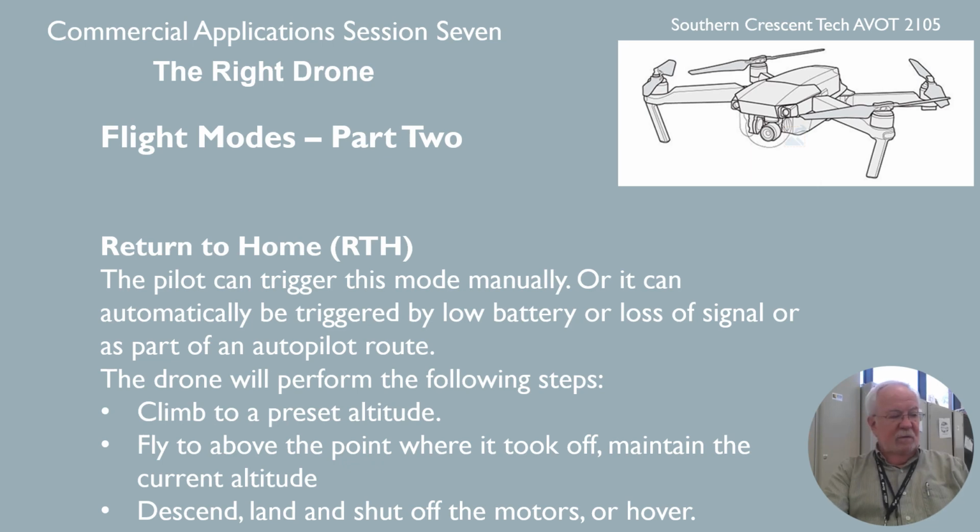The land now function would be handy if you were indoors. You certainly wouldn't want it to climb to altitude, right? And these return to home and land now functions are what happens if you lose connection with the ground control station, or what would happen if the battery got low. If you're doing indoor operations or something with a ceiling where you don't want to climb to return to home altitude, you'd want to program it to land now.